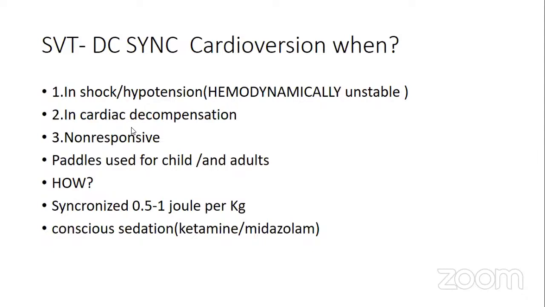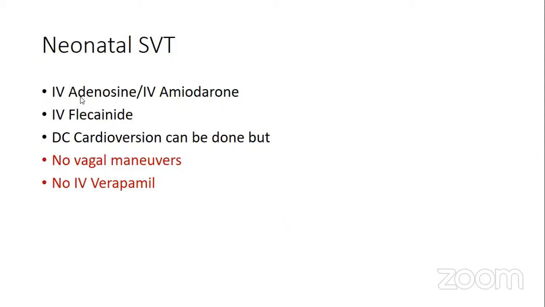DC synchronized cardioversion we use in shock, hypotension, hemodynamically unstable babies, in cardiac decompensation, and non-responsive children, and the dose is 0.5 to 1 joule per kg. In a conscious patient, ketamine and midazolam for anesthesia, analgesia and sedation are used. For neonatal SVT, IV adenosine, IV amiodarone, and flecainide are used. DC cardioversion is used, but no vagal maneuver or IV verapamil.